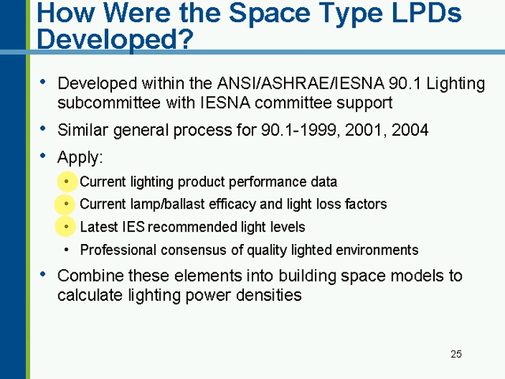The latest IES recommended light levels for these space types and applications are also included in each of the models. And as a final item, professional consensus to account for differences in design, perhaps a space type where the IES recommended light levels don't quite match. Again, consensus of lighting professionals to make sure that the models accurately represent what's really going on in that space type. All of these 4 elements are combined into the space type models, and using essentially a lumen method calculation, the model comes up with a lighting power density in watts per square foot for each space type. And those are the numbers you'll see in the space-by-space table in the standard.